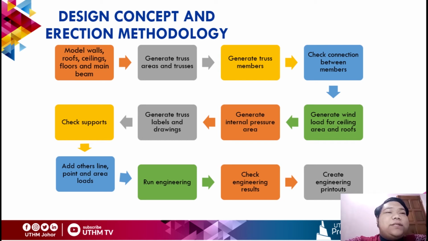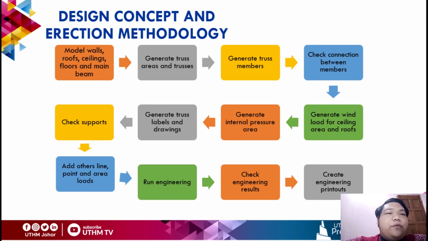Next is the design concept and erection methodology. The flow of the methodology is that first we model the wall, roof, ceiling, floor and main beam. After that we generate truss areas and trusses. Next we generate truss members. Then we check the connection between members.